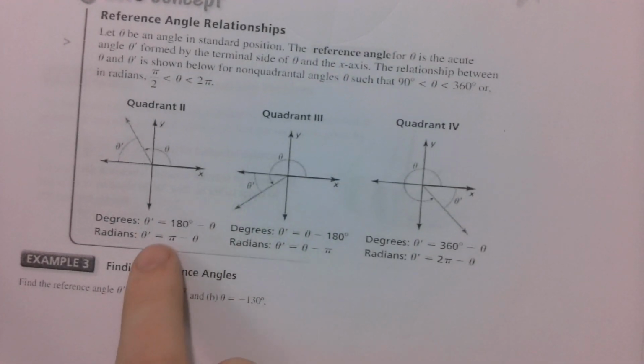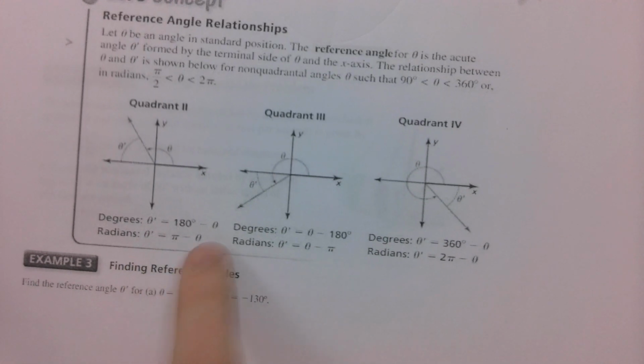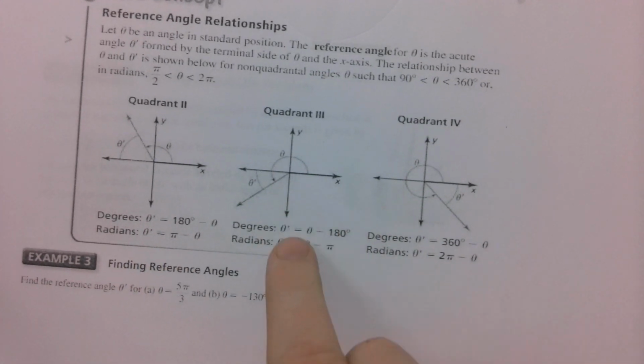With radians, it's even simpler, because it's just, in quadrant 2, pi minus theta. In quadrant 3, the reference angle is theta minus pi. And in quadrant 4, it's 2 pi minus theta. So let's see if we can do this.